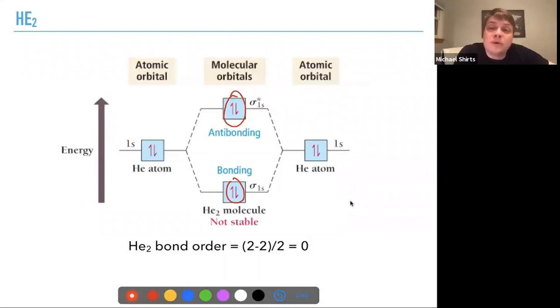When we bring the atoms together, there's no net energy to be gained by sharing the electrons, because although some gain energy by going into the bonding orbital, the others are forced into the antibonding orbital, and the net energy gain is 0. And so He2 is not stable. That's what molecular orbital theory predicts.